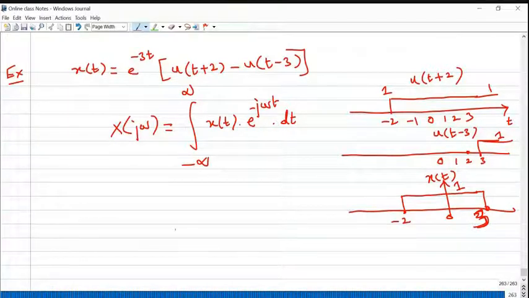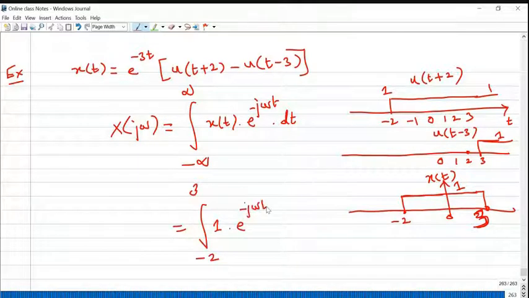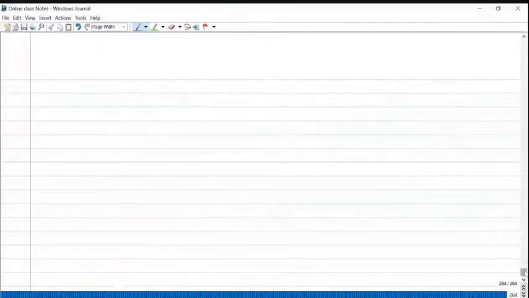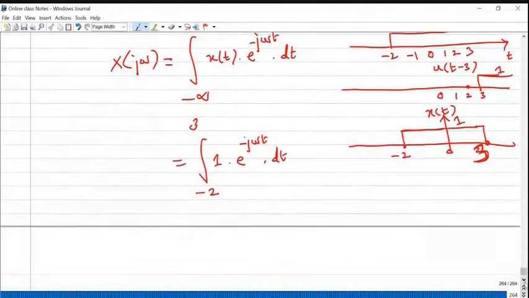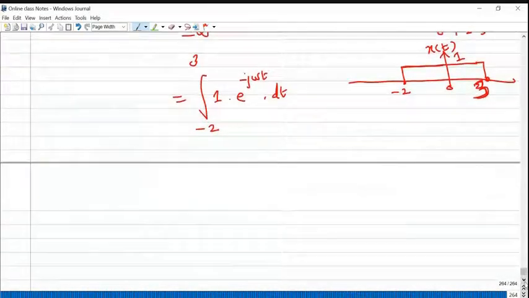Now the integration limit would become minus 2 to 3. X of t magnitude is 1, e power minus j omega t into dt. So integrate this signal and substitute your limits. That's your result.